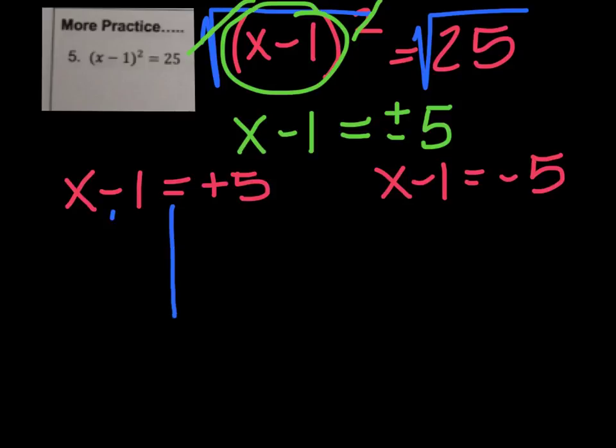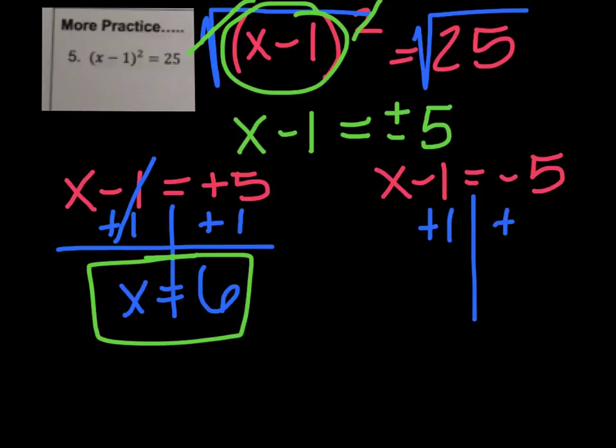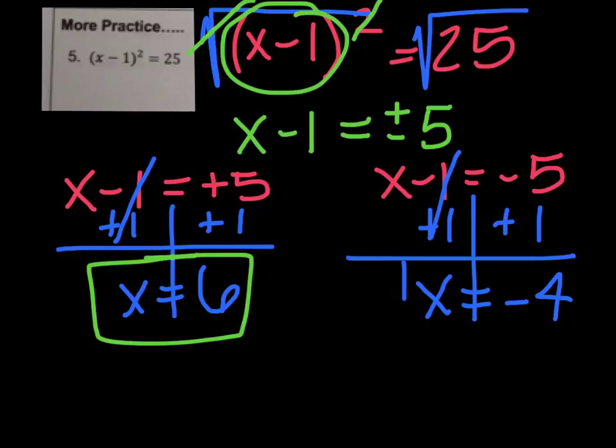So on the first one, we're going to add 1 to both sides, and we get x is equal to 6. So that's one of your solutions. And over here on the second one, we add 1 to both sides. The 1's cancel, bring down your x, and this time it's negative 5 plus 1, so that's going to give us negative 4. And there's your other solution.